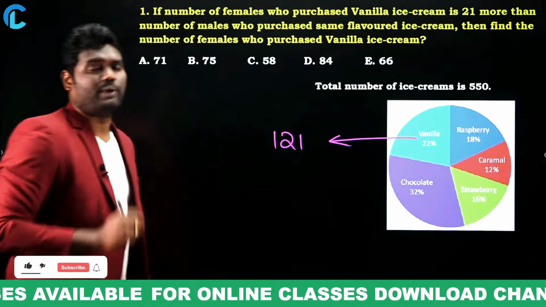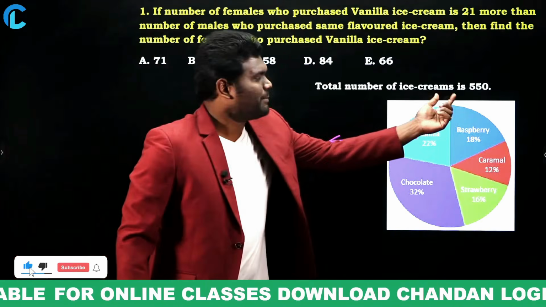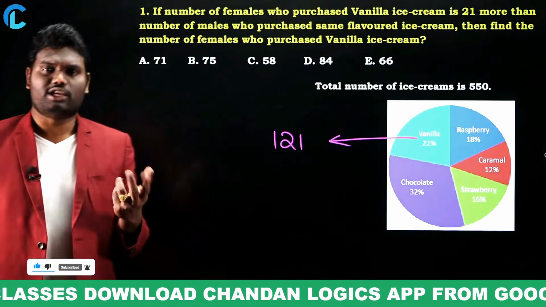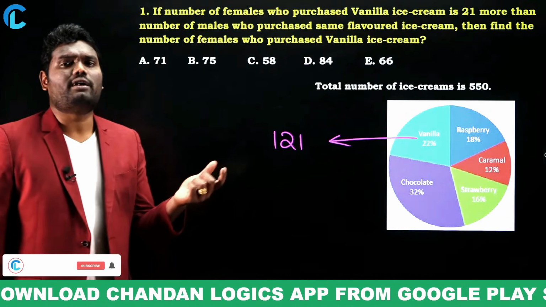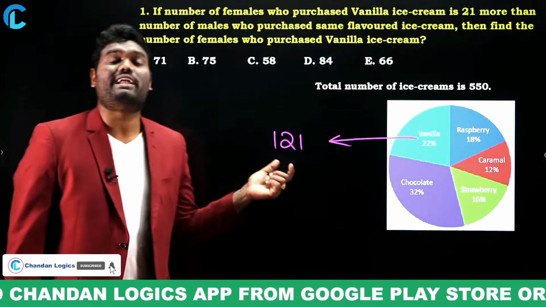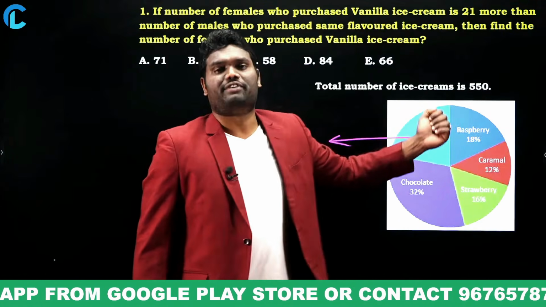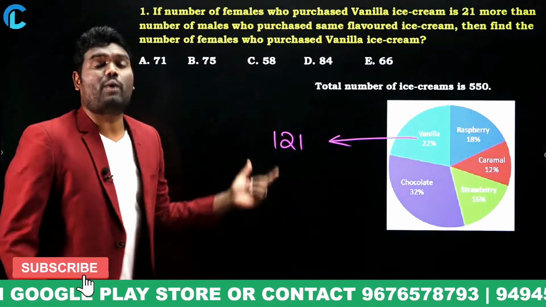Yes or no? 121. Why? 10% is 55. 20% will be 110. Yes or no? 2% will be 11. 110 plus 11 is nothing but 121. This is a very simple calculation. 22% of 550 is nothing but 121.